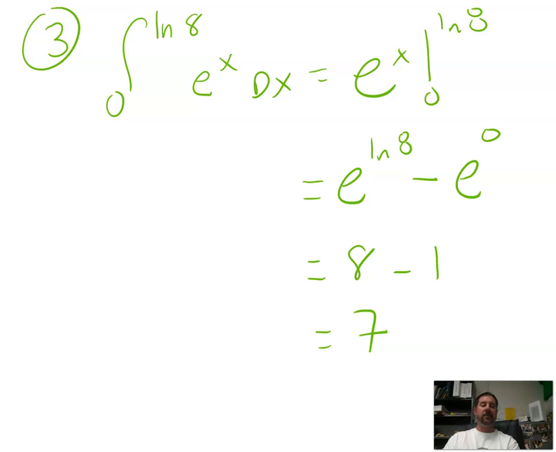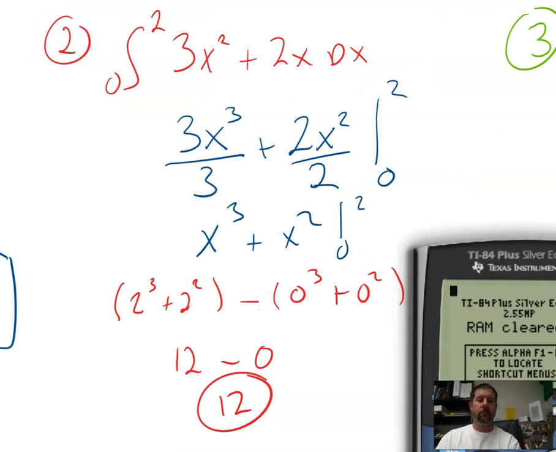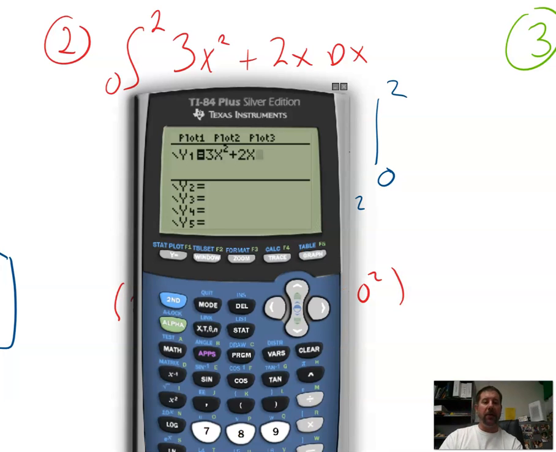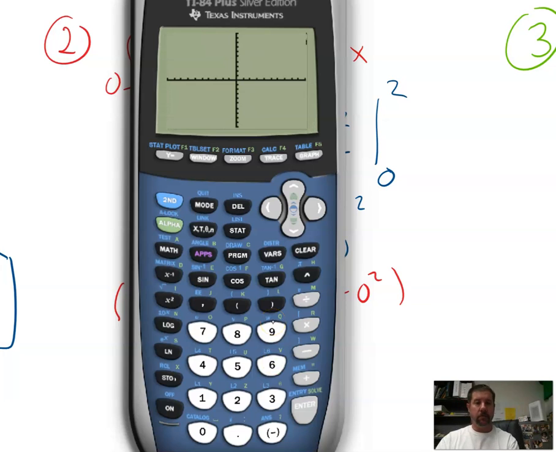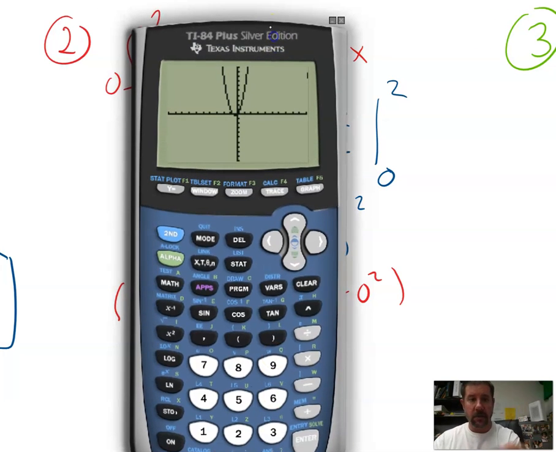Easy peasy lemon squeezy. Okay, now I want to go back to problem 2, and I want to show you how to do this stuff on your calculator. So now we're going to do the integral from 0 to 2 of 3x squared plus 2x dx on our calculator. One way to do this would be to enter your function, 3x squared plus 2x, into y1 on the calculator. If you want, you could then go and graph it. So there's our function. Okay?